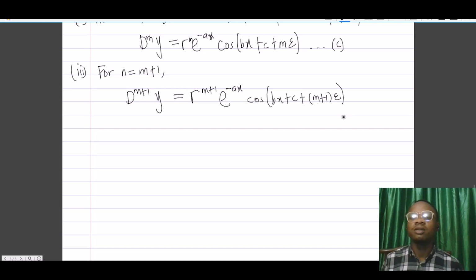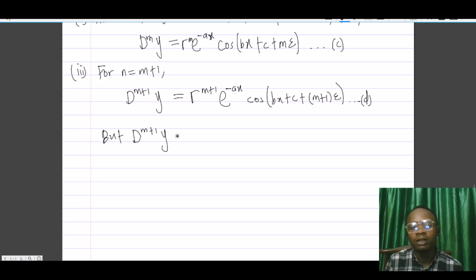So we close the bracket. So we can call that equation D. So we now want to check for what happens. When we differentiate normally, we expect that the m plus 1 derivative of y simply means differentiating again what the derivative at the mth point is.